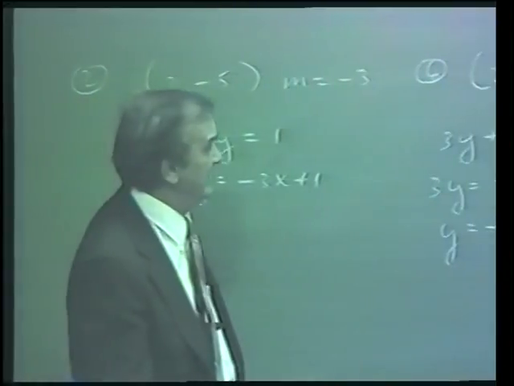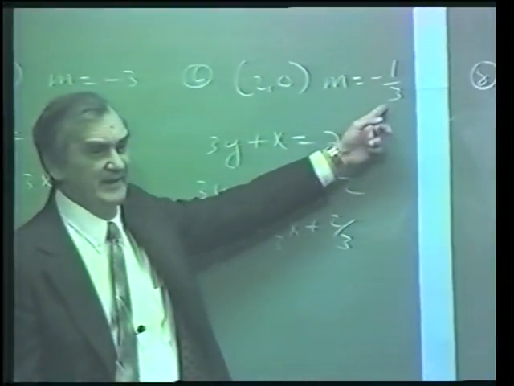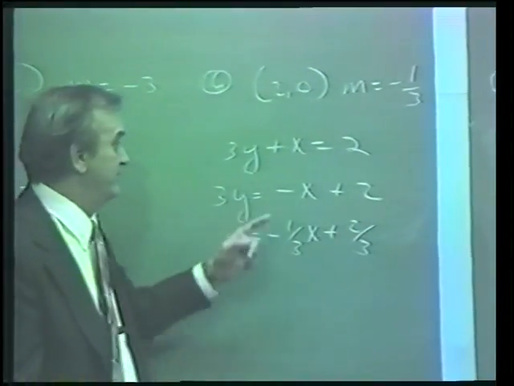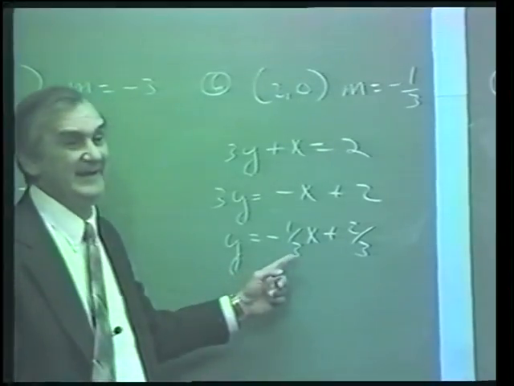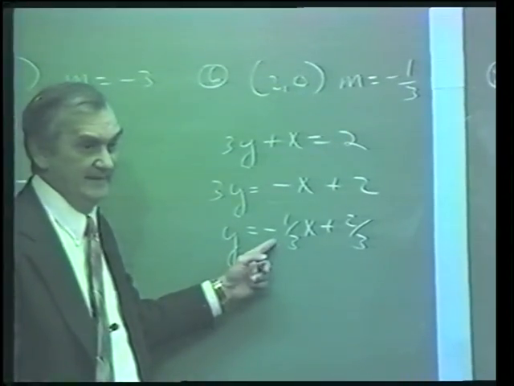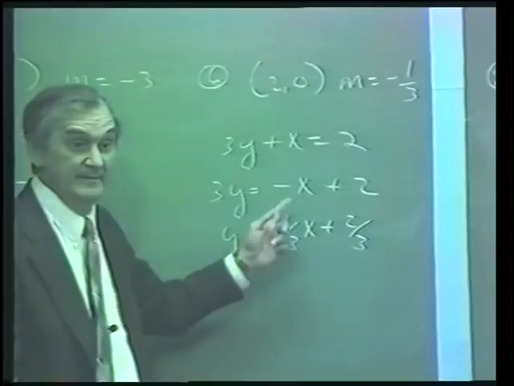For problem 6, it was given that the slope was -1/3. We got our equation, we solved it for y. Again, the coefficient of x is -1/3.